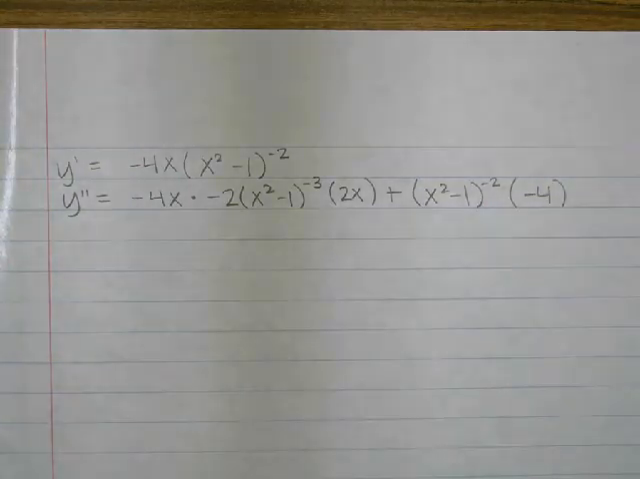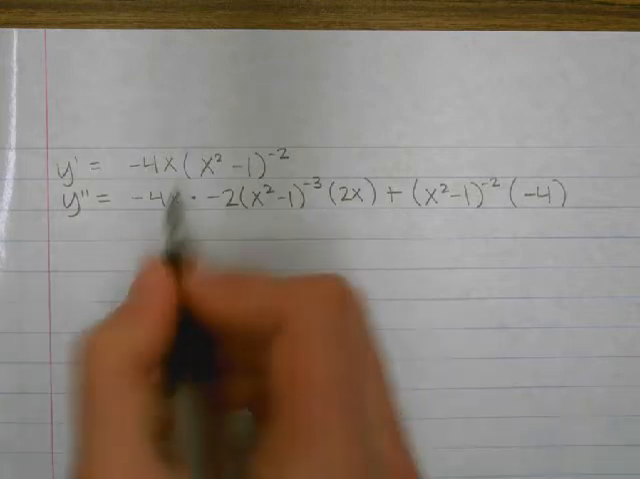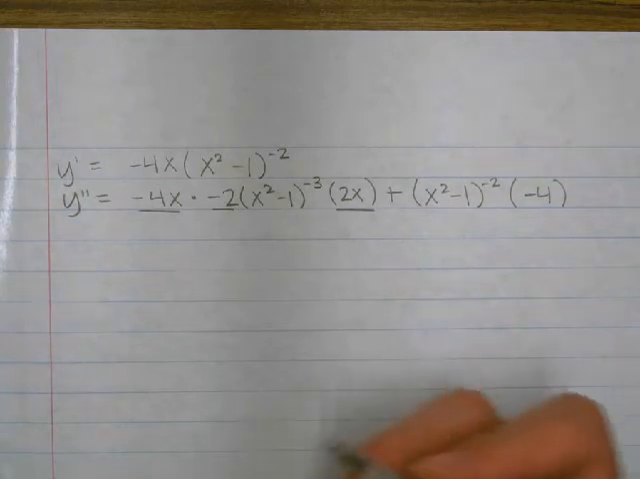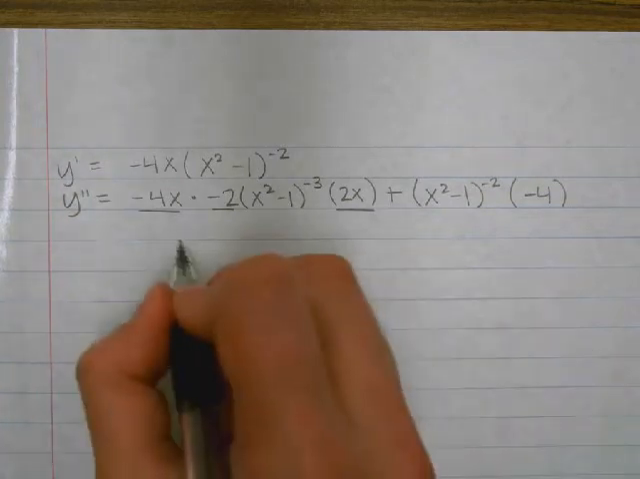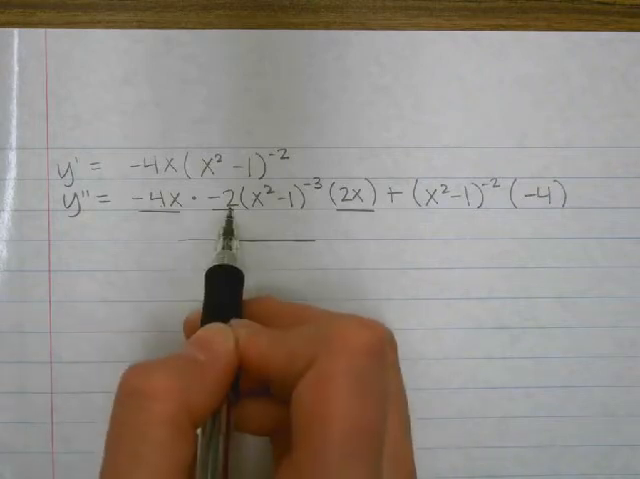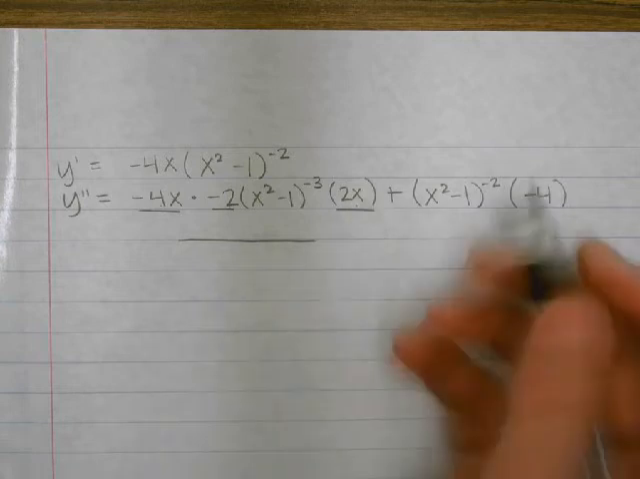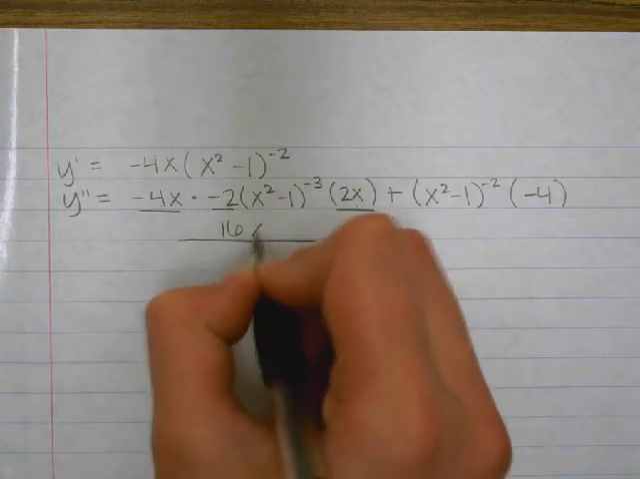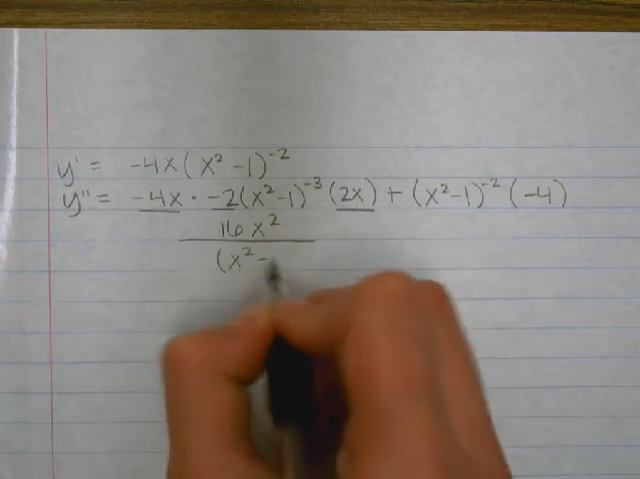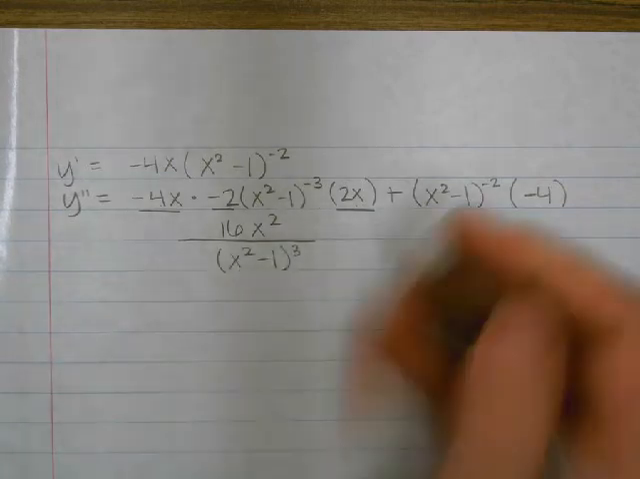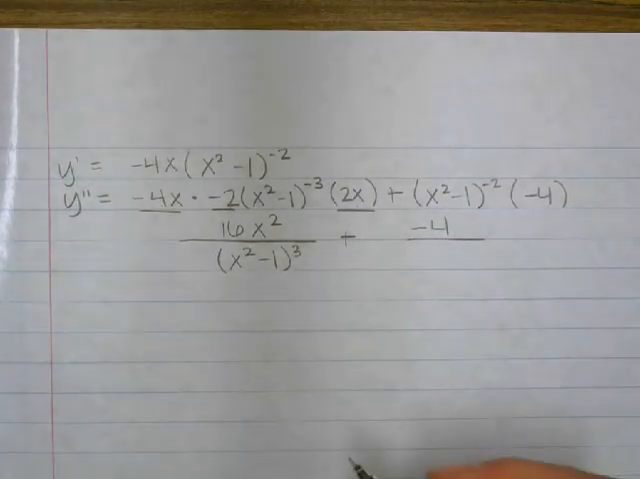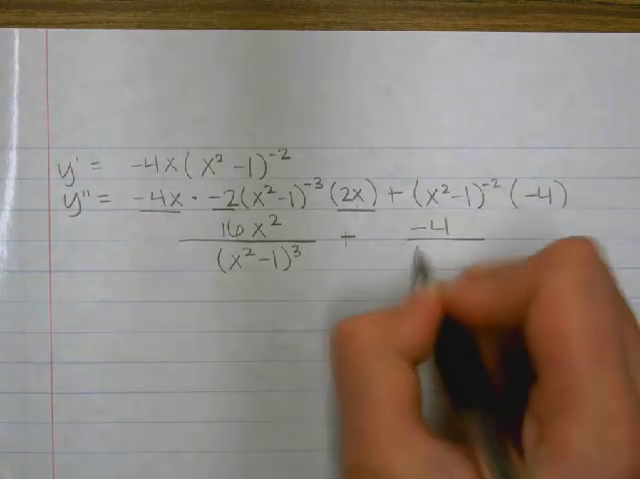And now I'm going to go ahead and just clean it up a little bit. So this negative 4x, this negative 2, and that 2x all have positive exponents with them, so they belong on the top of that fraction. So negative 4x times negative 2 is positive 8x. Positive 8x times 2x is 16x squared. And then this part right here gets to go on the bottom of the fraction because of that negative exponent. Plus, and then same thing over here, negative 4 goes on the top because it has a positive exponent, positive 1, and then this goes on the bottom.